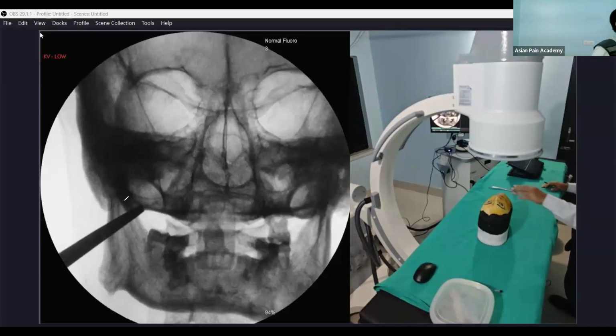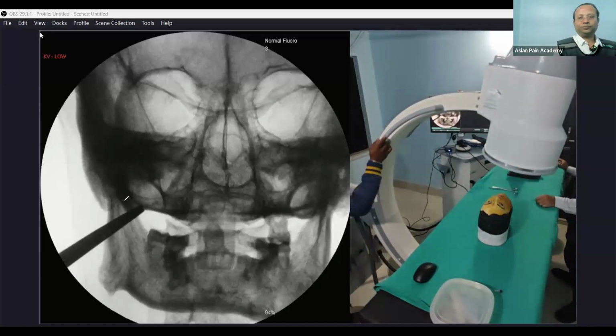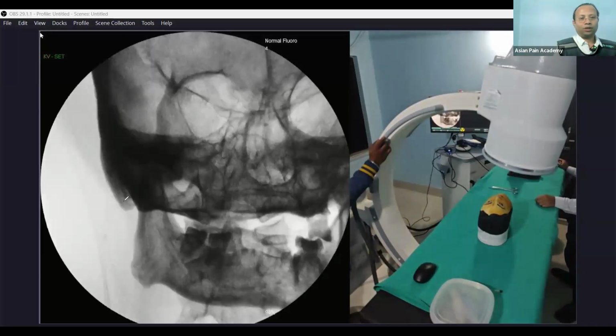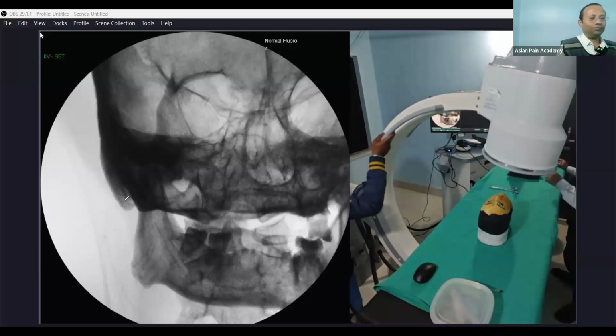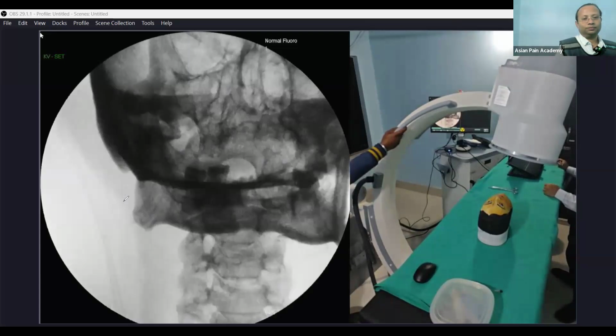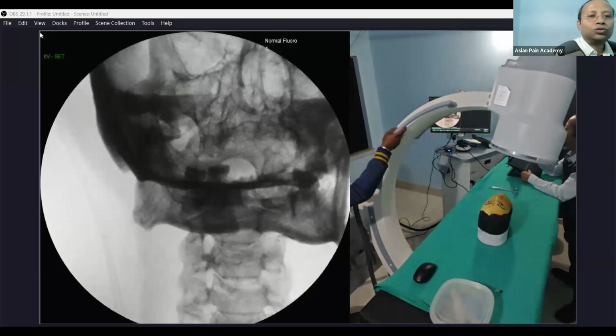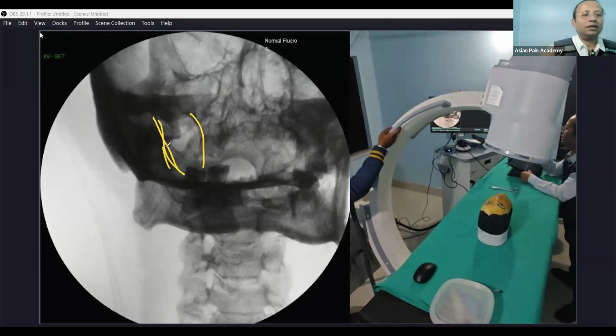Let us first do 10 degrees oblique. Okay, only 10 degrees oblique. Now I will do 10 degrees caudal. Remember, our main aim is to see this area.